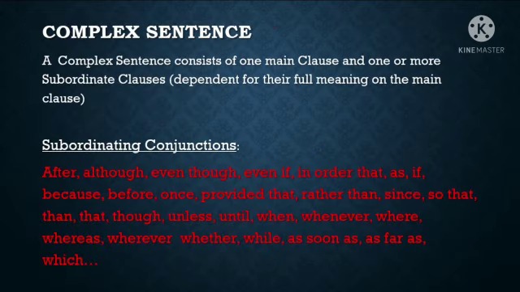The next one is complex sentence. A complex sentence consists of only one main clause and one or more subordinate clauses. A subordinate clause is also called a dependent clause because it has to depend on the main clause for its full meaning. And the subordinate clause always begins with a subordinating conjunction. And the subordinating conjunctions are listed here.